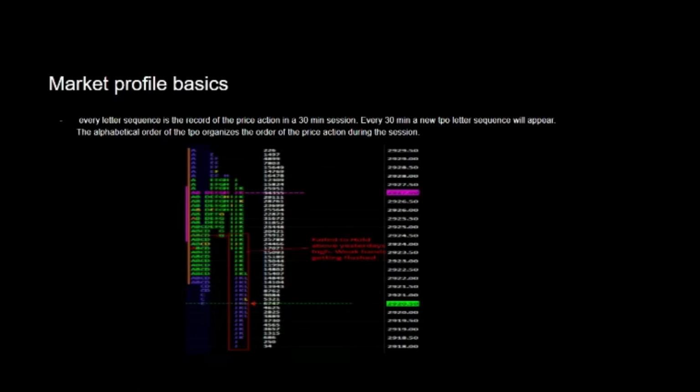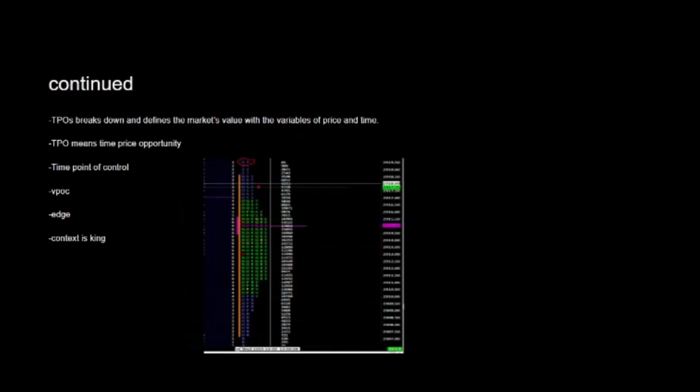It may look a little confusing at first, but the first A is the first 30 minutes, so it's like a 30-minute candle. B is the next 30-minute candle that's printed. C, D, etc. Basically the alphabetical order just organizes the order in which the price action moves during the session, whether it's the New York session or the Globex session. So yeah, next slide.